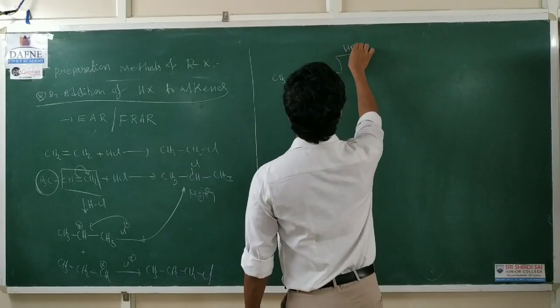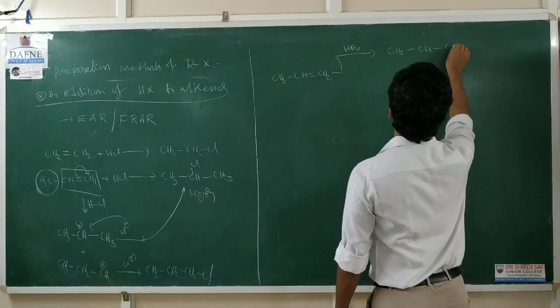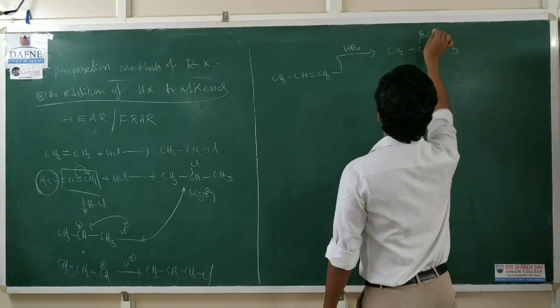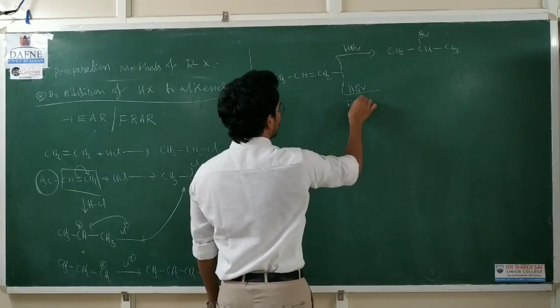For example, here HBr, CH3CH=CH2. Now HBr in the presence of peroxide.